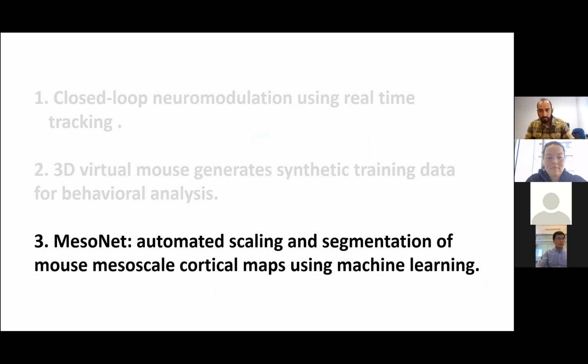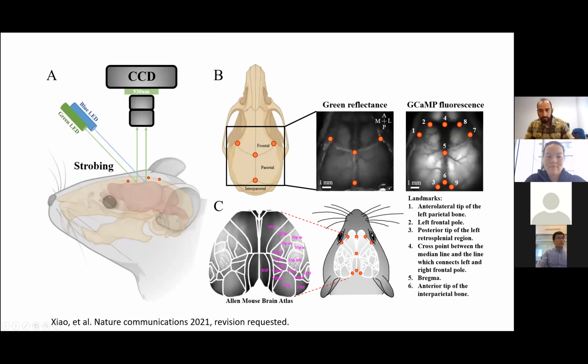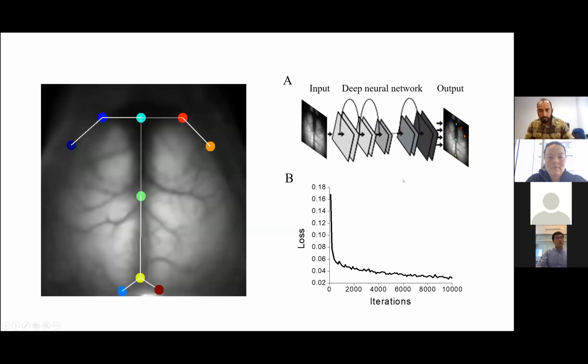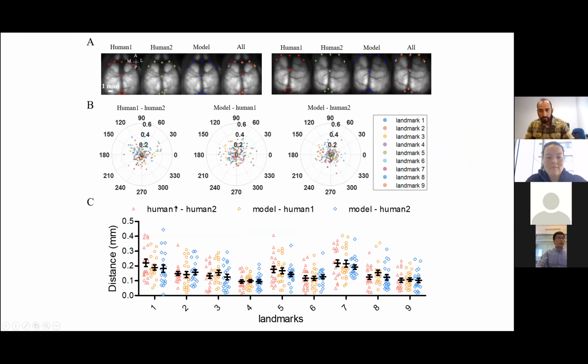Another project where I use DeepLabCut is MesoNet. DeepLabCut is a very general deep learning model, so we can also apply this model to other datasets instead of behavior videos. We can use it on calcium images, for example. I trained DeepLabCut on a lot of brain images to predict landmarks on the brain. After training, we can get very good performance predicting the landmarks, compared to human labelers.